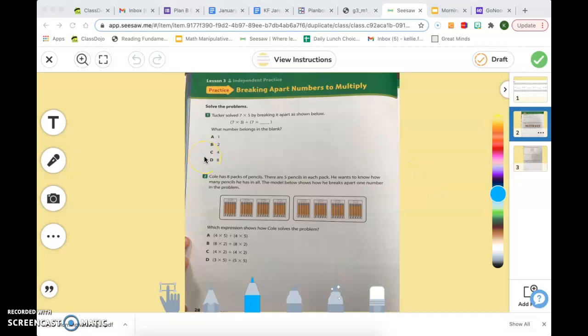Okay, so let's go over this lesson. It says Tucker solved 7 times 5 by breaking it apart as shown below. He already has 7 times 3, and he needs to know how many more groups of 7 he needs to make 7 times 5. So I'm going to go ahead and make 5 groups of 7 here.